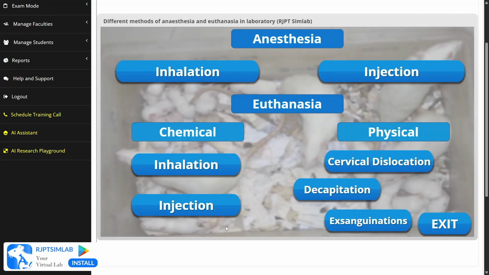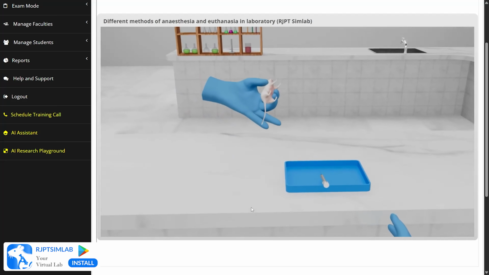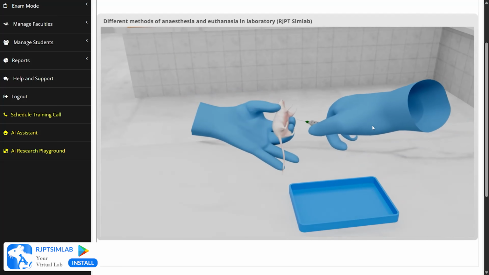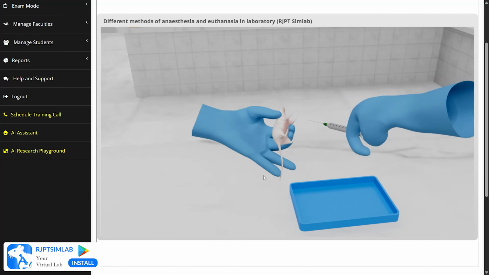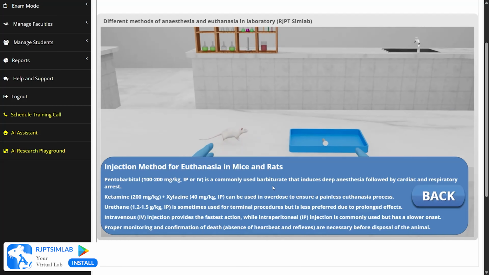Now let's see the injection method of euthanasia. This method is similar to the anesthesia injectable method, but the difference is that in the anesthesia method, we use anesthetic drugs, which make the animal unconscious. But in the euthanasia process, we use a euthanasia drug to kill the animal.